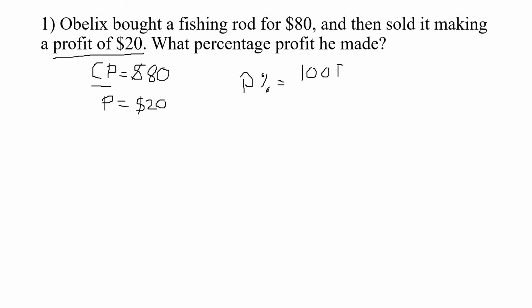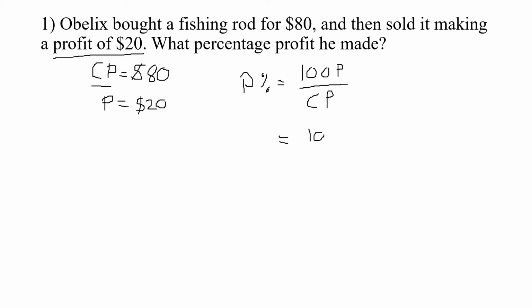100p all divided by 80. Oh no, let me not put in values. Let me write the formula first. All divided by CP. Remember, you could use whichever formula you want, whichever one makes you comfortable. Nobody would kill you for it. So now I have this, and now I would substitute my values.